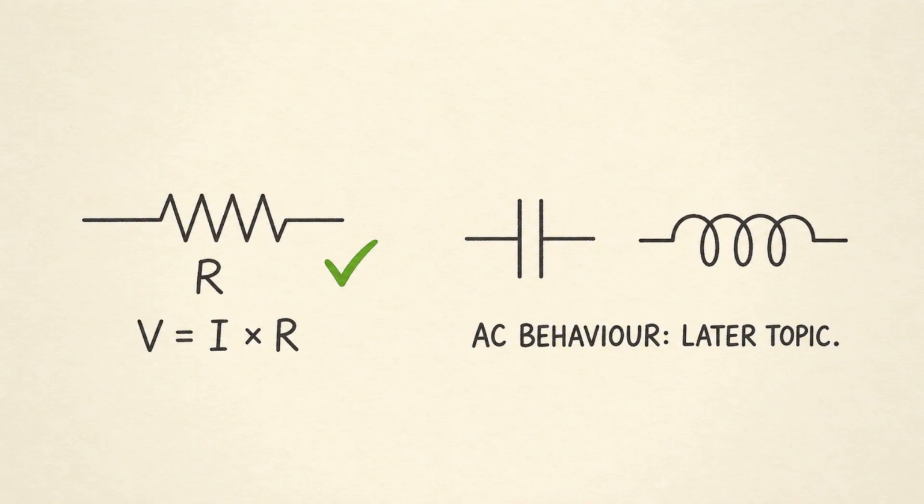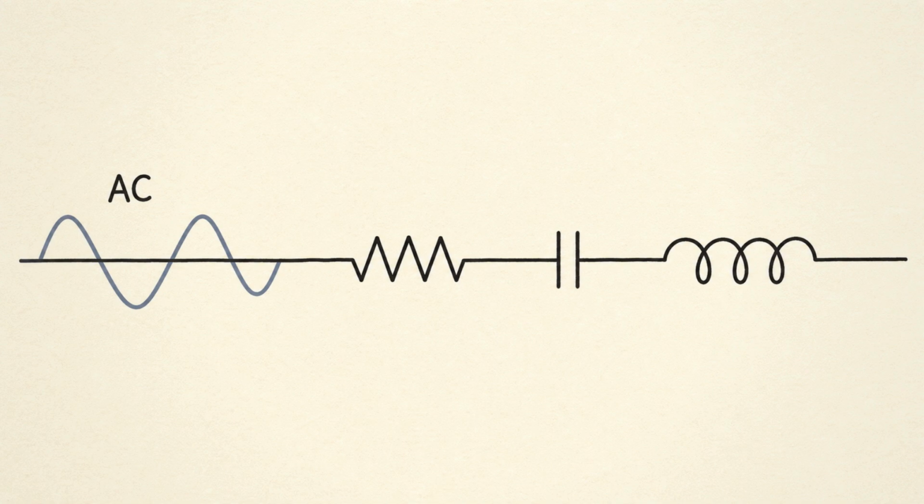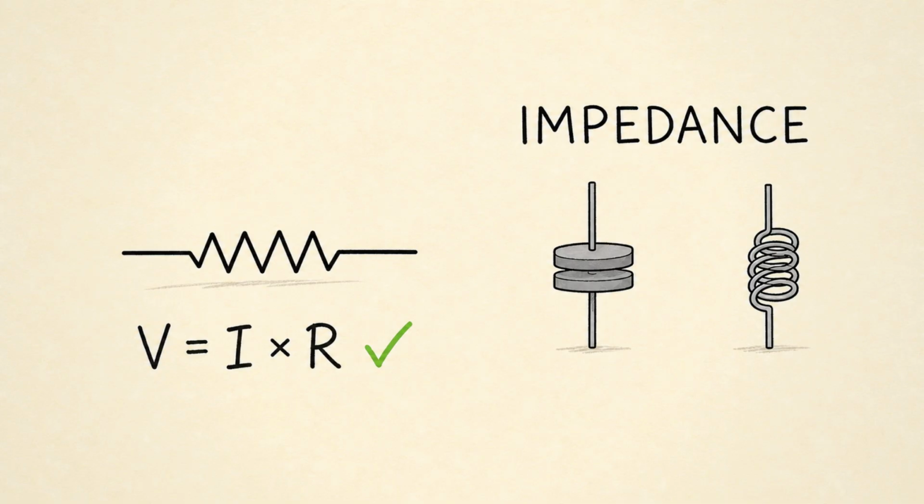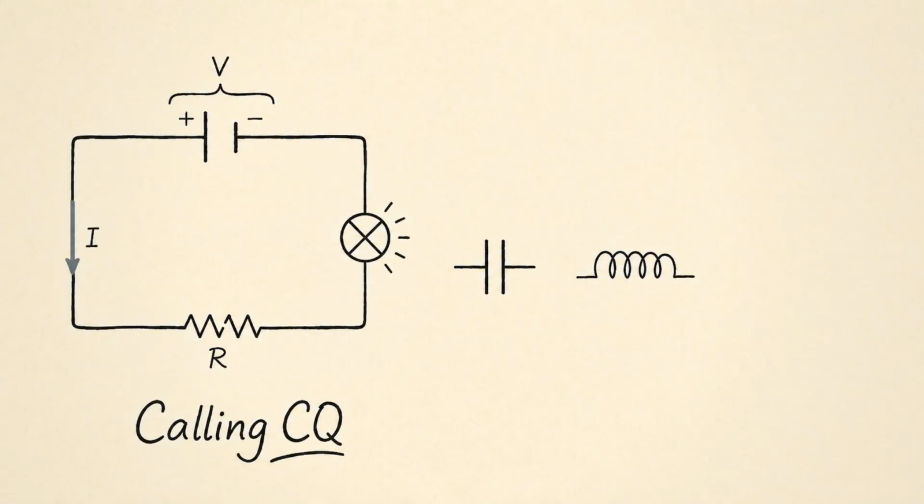In AC circuits, the opposition to current is not only resistance, it can also involve capacitance and inductance. That later topic is called impedance. For now, remember the basic rule. For a resistor on steady current, use Ohm's law. Current, voltage, and resistance are the first pieces of the circuit, and Ohm's law connects them.